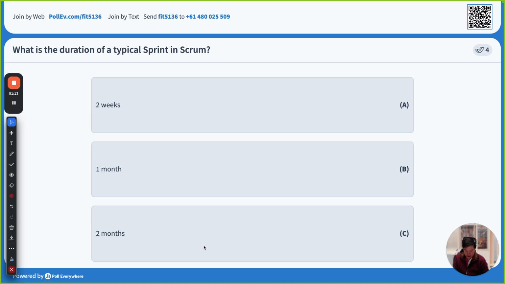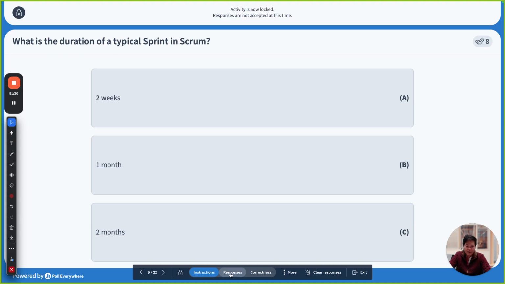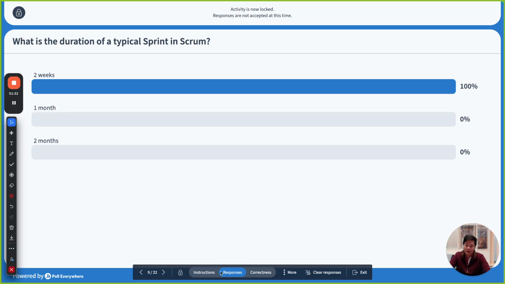Typical duration, yeah, easy, yeah. All right, okay, so the answer, all right, everyone, the answer should be 2 weeks, okay? Let's see if everyone got it. 100%. Beautiful, okay? 1 month is too long, yeah? So again, you want to be frequent, right? You want to deliver the working software as frequently as possible, all right?